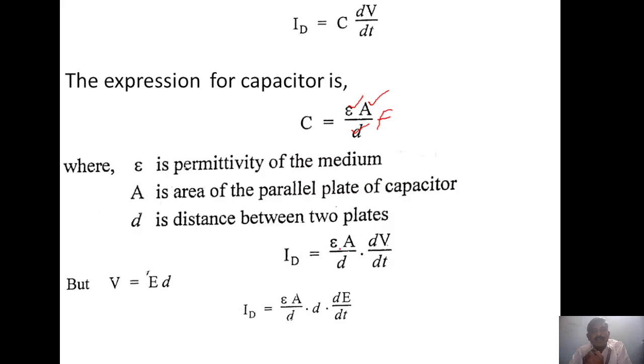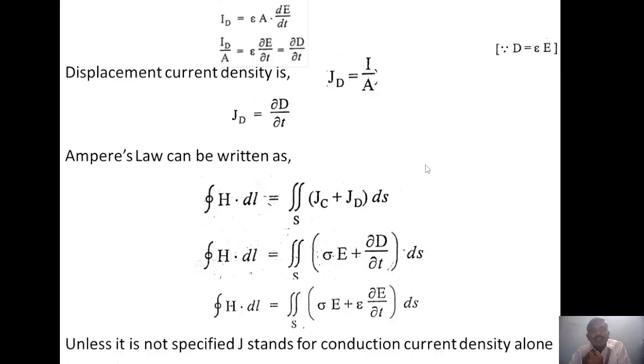Therefore Id is equal to epsilon A by d into dV by dt. Substitute the C value in Id. Again we know V is equal to E into d. Now substitute this value into Id. So Id is equal to epsilon A by d into d, with V replaced by E into d. Since d is a constant, we get dE by dt. Therefore Id is equal to epsilon A into dE by dt.